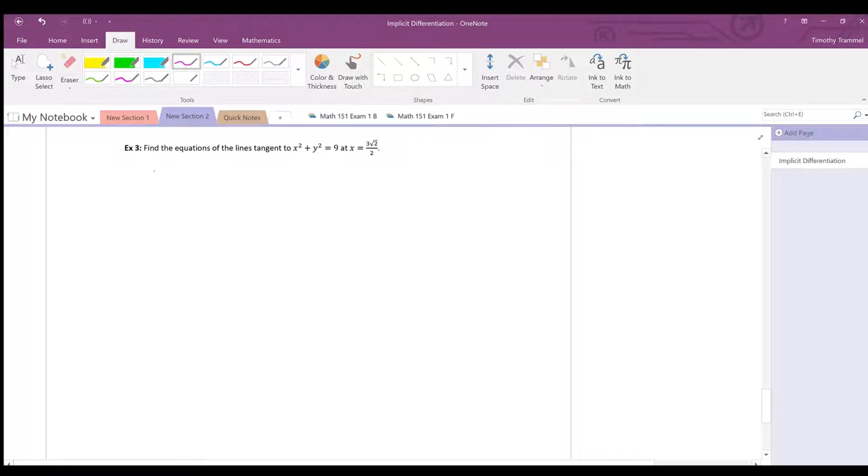Our last example is going to be pretty interesting, and let's read the question, maybe see why. It says, find the equations of the lines tangent to x squared plus y squared equals 9 at x equals 3 square root of 2 over 2. If you didn't catch what was interesting about this, it says lines, plural. So we're going to come up with two different tangent lines because there are going to be two spots on our curve that correspond to x equal to 3 square root of 2 over 2.